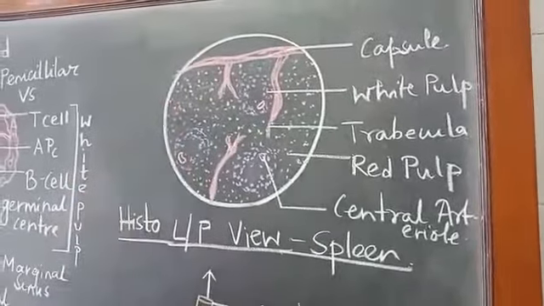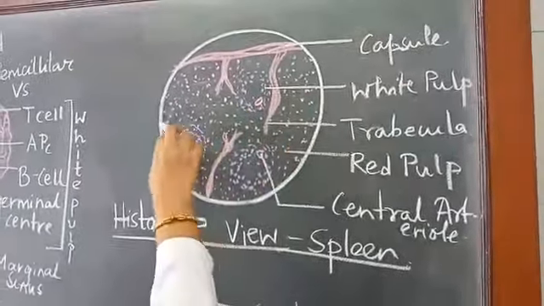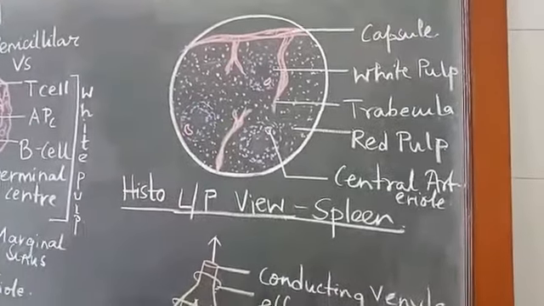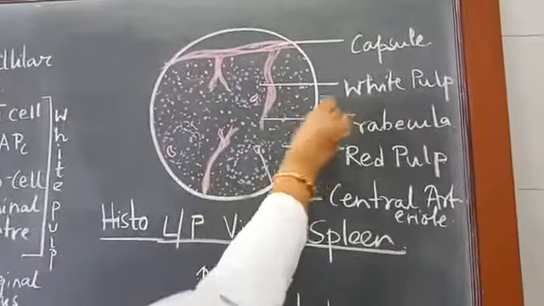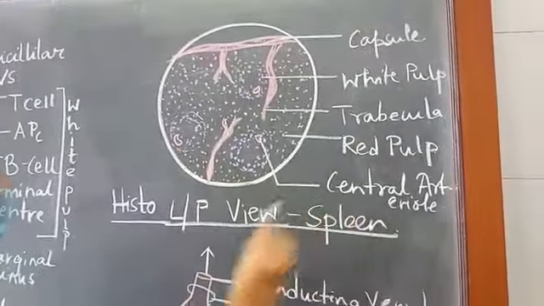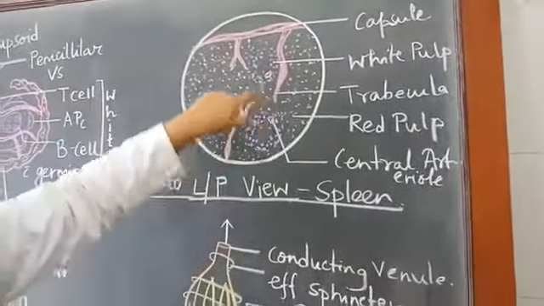25% of the splenic parenchyma is occupied by the white pulp. These are the aggregations of lymphocytes denoted by purple dots. These are white pulps and they are occupied by eccentric arterioles. These are the eccentric arterioles.